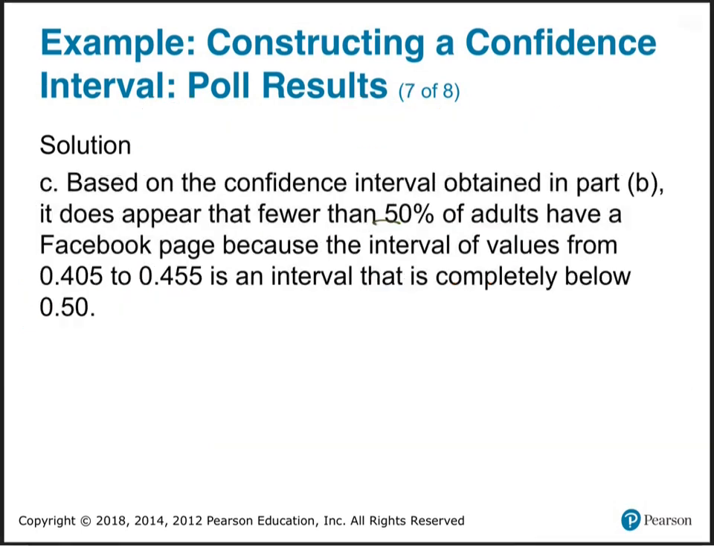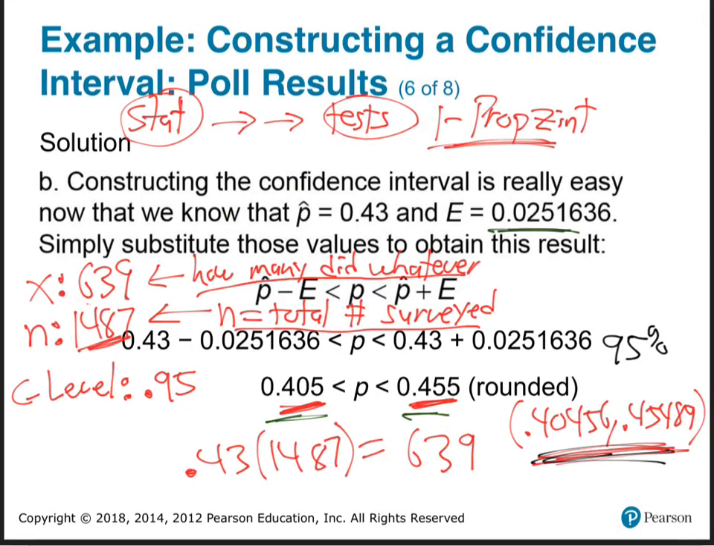So, their next question is, based on that, what if you wanted to write an article? This is the kind of thing when they write an article and they want to make a statistical statement about something with confidence. Could they say confidently that fewer than 50% of adults have a Facebook page? Yeah, because we know there's a 95% chance that the real percentage is somewhere between 40 and 45. So yeah, we're real confident it's below 50.